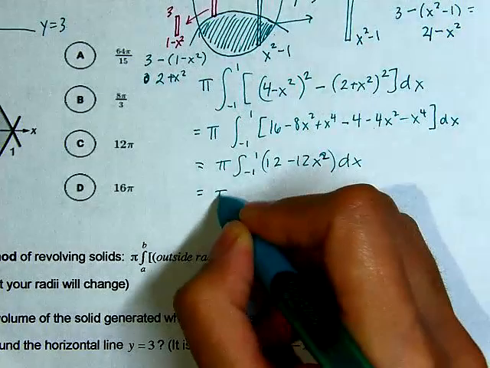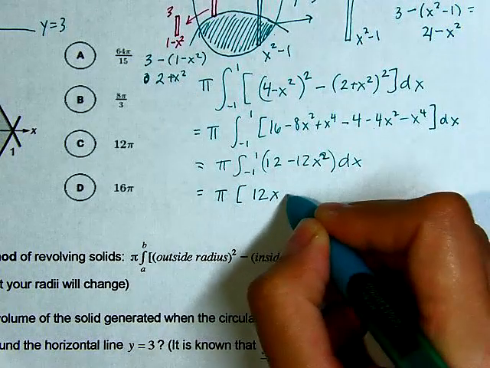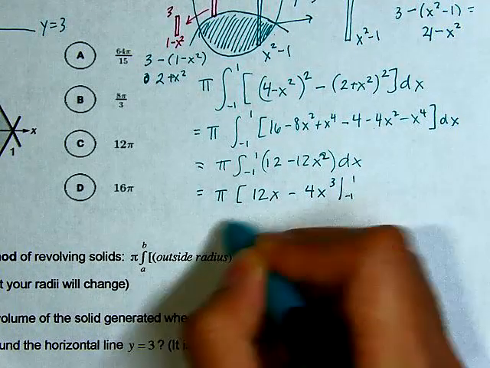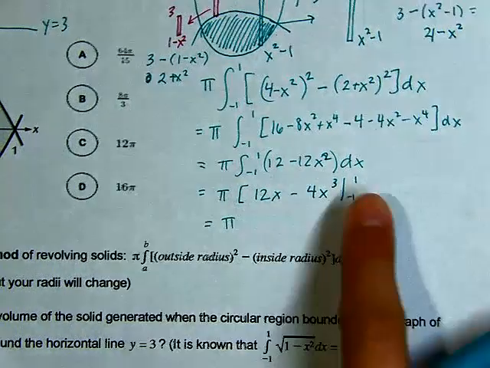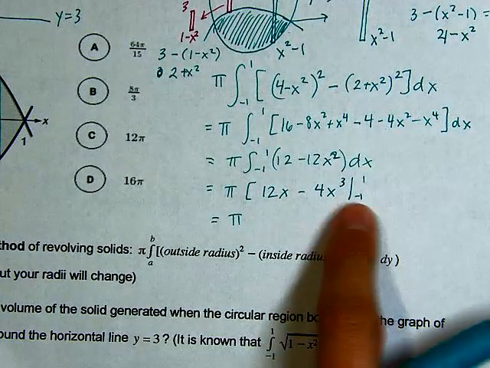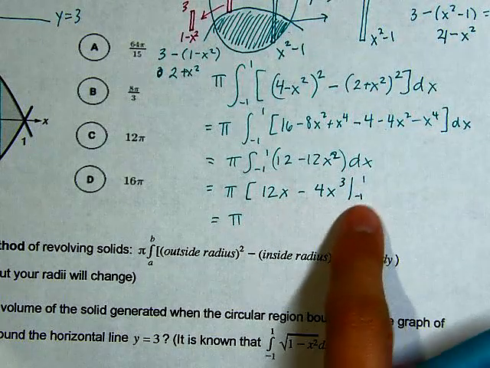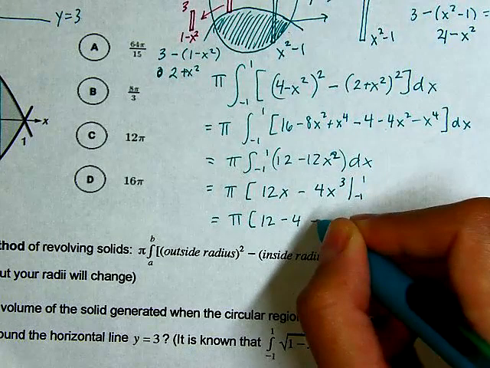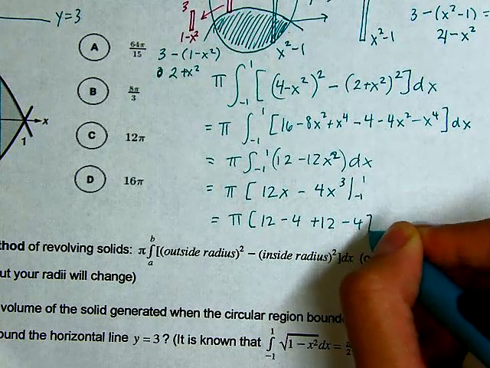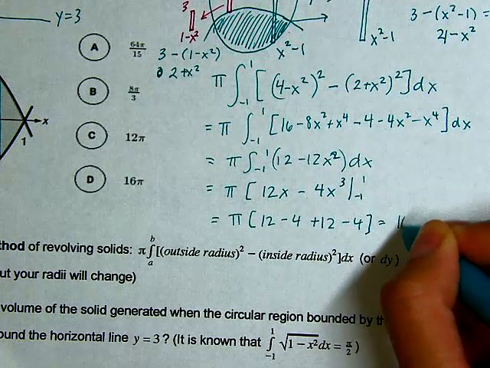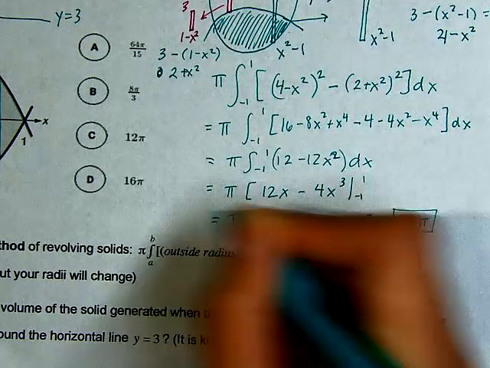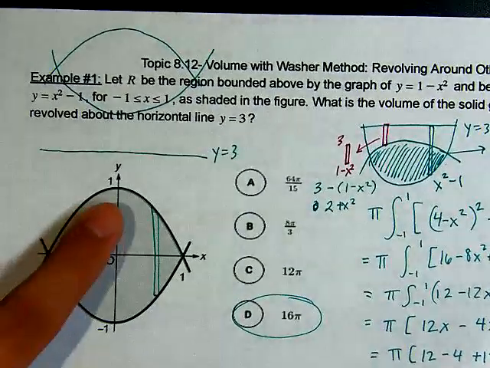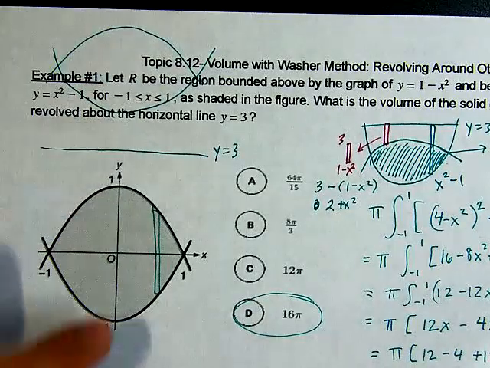And so the antiderivative would be 12x minus 4x cubed from negative 1 to 1. If you plug in the 1 and you plug in the negative 1, making sure to distribute the negative when you plug in the negative 1, you get 12 minus 4 plus 12 minus 4, which will leave you with 16 pi. And that is the volume of this donut type shape when I rotate around y equals 3.